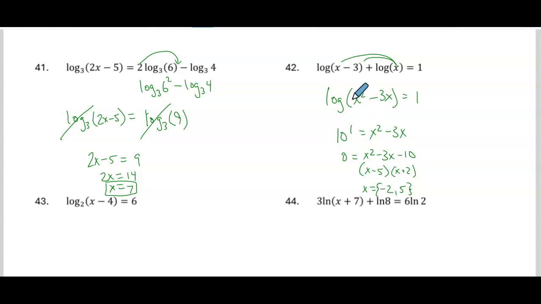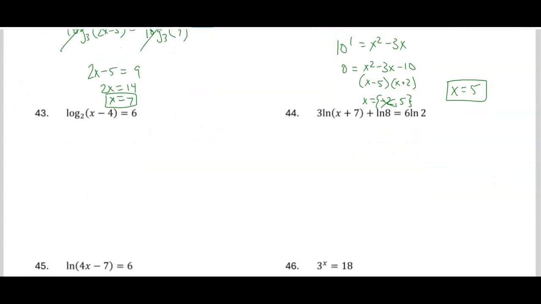Let's go back and check. Negative 2 is not going to work, not in either location. 5 is good here, 5 is good here, so just x equals 5. Okay, number 43. And again, just a single log, so the base is 2, power 6.